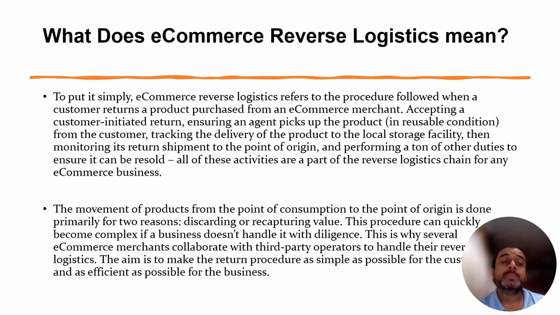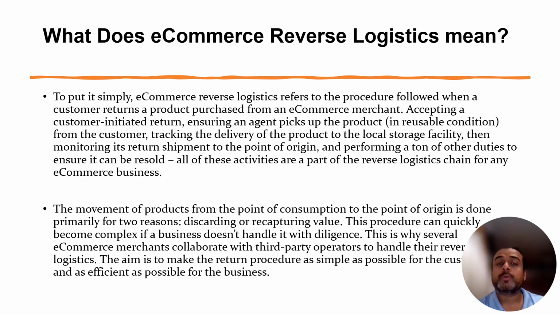To put it simply, e-commerce reverse logistics refers to the procedure followed when a customer returns a product purchased from an e-commerce merchant: accepting a customer initiated return, ensuring an agent picks up the product in reusable condition from the customer, tracking the delivery of the product to the local store facility, then monitoring its return shipment to the point of origin, and performing a ton of other duties to ensure it can be resold. All of these activities are part of the reverse logistics chain for an e-commerce business.